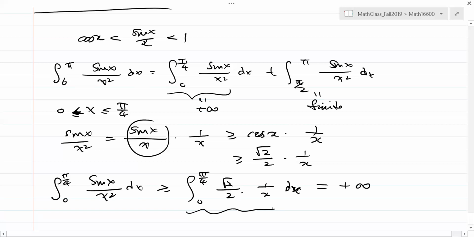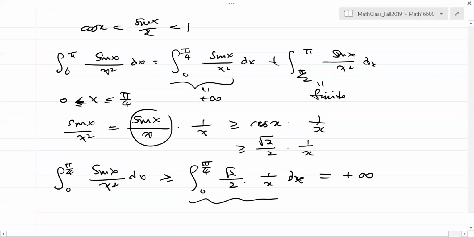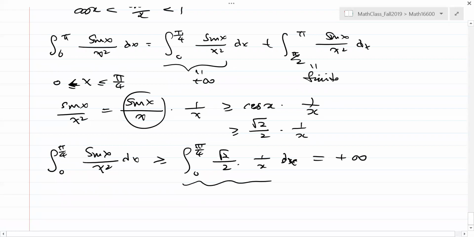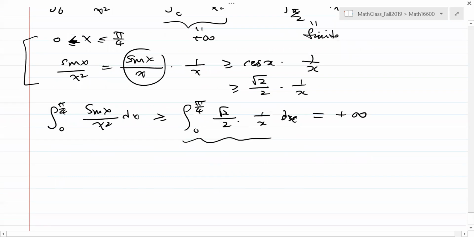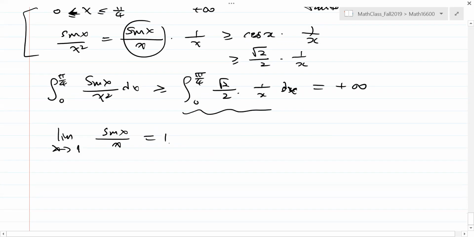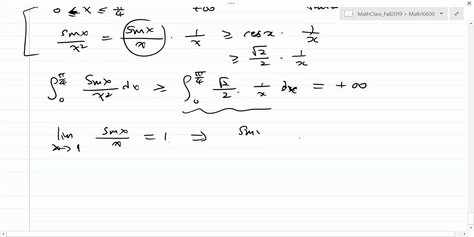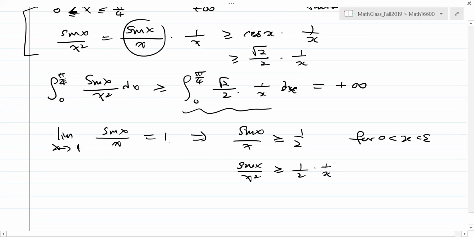Estimate, yeah, you have to find a good one. If you cannot figure out the estimate, you can also say that because the limit is 1, sine x over x is close to 1, if you don't know this part, okay? But how do you give an argument? Since the limit as x approaches 0 of sine x over x is 1, that means sine x over x is greater than 1/2, at least for x between 0 and epsilon, right? That's all you need. Then this implies sine x over x squared is greater than 1/2 times 1 over x, okay, for x in that interval.